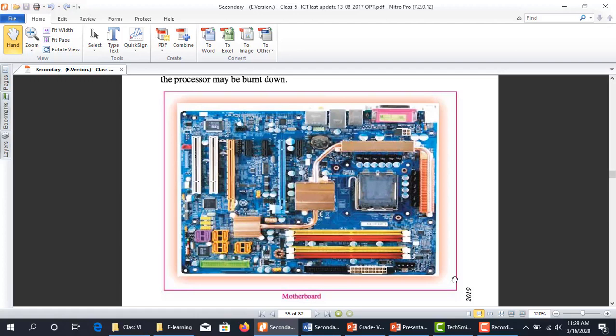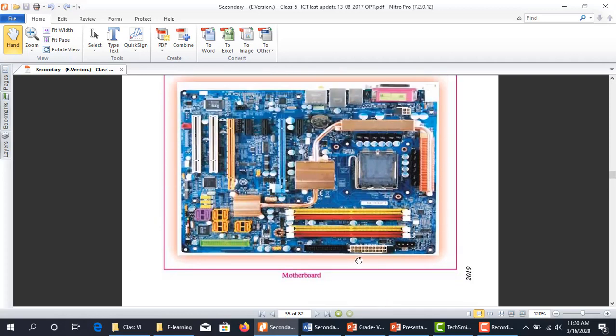So that's why the board is called the motherboard, like our mother in our family. The motherboard is connected with a lot of devices, a lot of chips, a lot of slots, RAM, ROM, the processor and other small chips. That is very important in our computer.